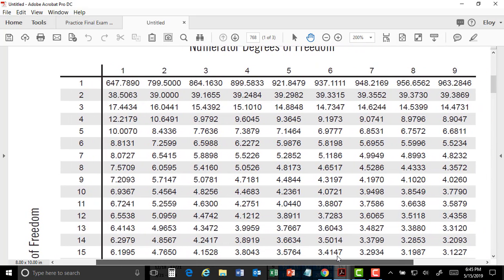Now let's take a look at what they did give us in the problem. Number 14. You see that N1 is a sample size of 9? And that N2, do you see where it looks like 7?